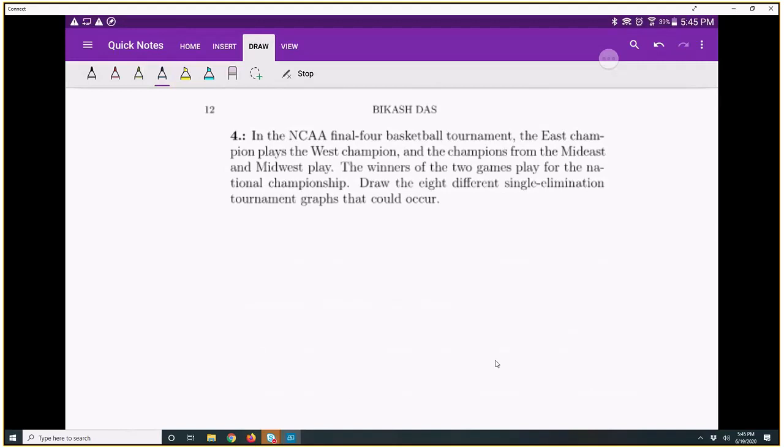The next question is, in the NCAA Final Four basketball tournament, the East champion plays the West champion, and the champions from the Mid-East and the Midwest play. The winners of the two games play for the national championship. We're supposed to draw the 8 different single elimination tournament graphs that could occur. So we have the East, West, Mid-East, and Midwest teams. I'm going to draw them in.